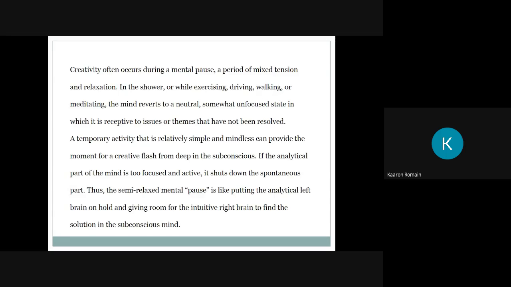A temporary activity that is relatively simple and mindless can provide the moment for a creative flash from deep in the subconscious. If the analytical part of the mind is too focused on the active, it shuts down the spontaneous part. Thus, the semi-relaxed mental pause is like putting the analytical left brain on hold and giving room for the intuitive right brain to find the solution in the subconscious mind.